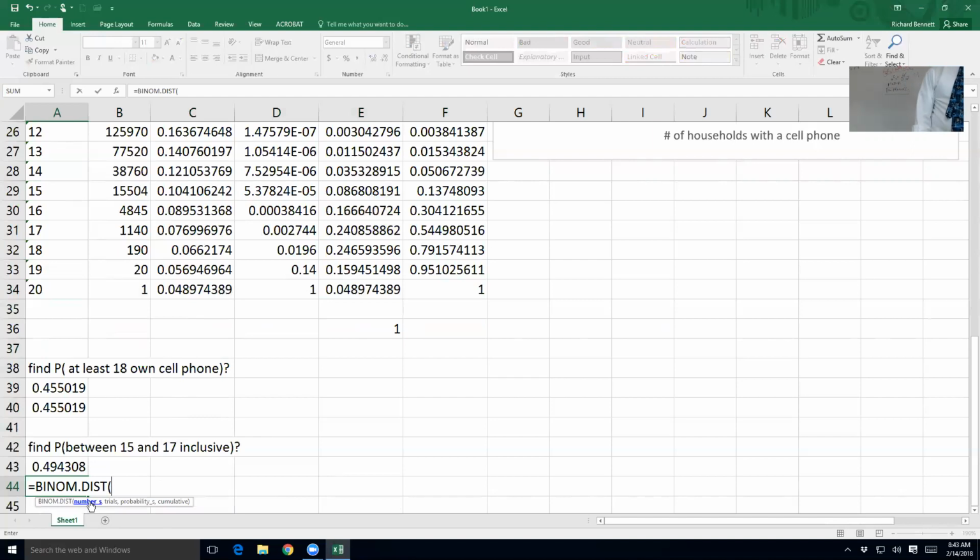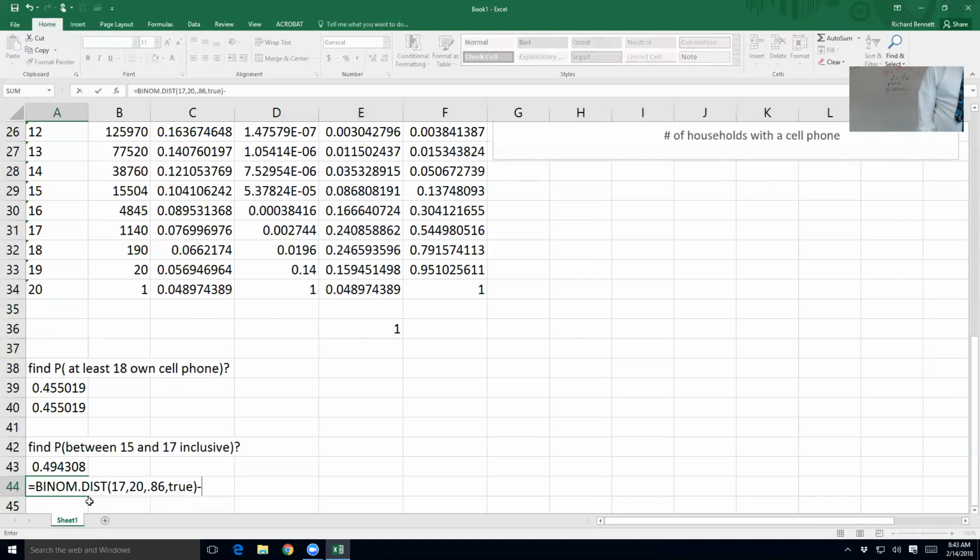Number of successes is 17. Number of trials is 20. Probability of success, 0.86. Do I want true or false? If I'm doing it cumulative, I want true. I could do this with false also. I'll show you that in just a second. See, there's lots of ways to do this.